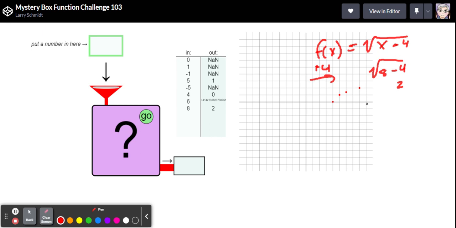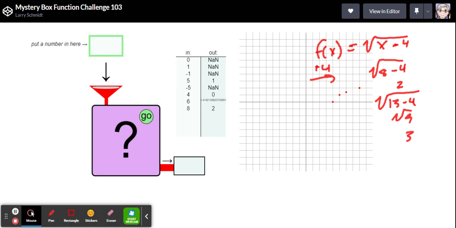So let's predict one more point. What would make this a 9? So 13, right? So if we put in 13 minus 4, that's the square root of 9, that's 3. So if we put in 13, we should get 3. This'll definitely clinch it. Yes, we're getting a 3.